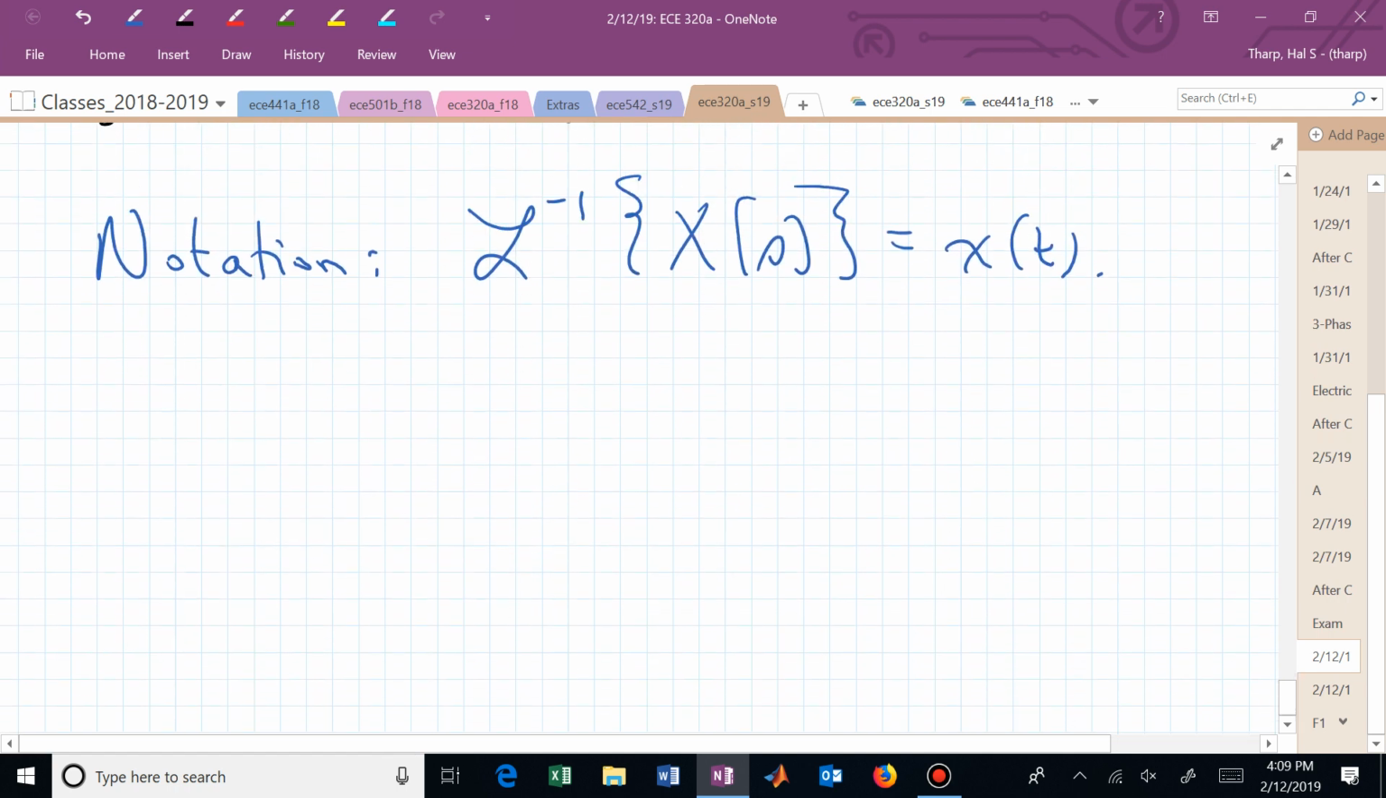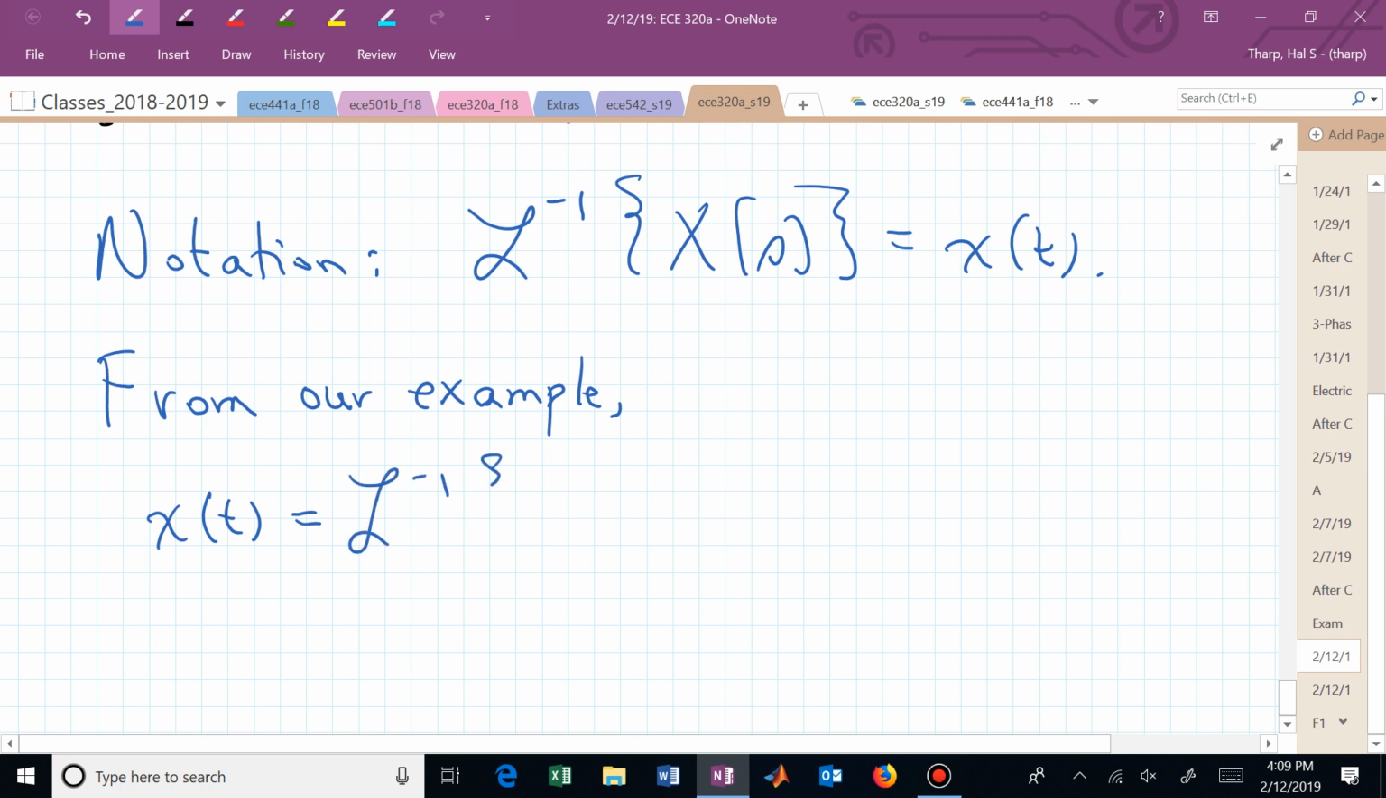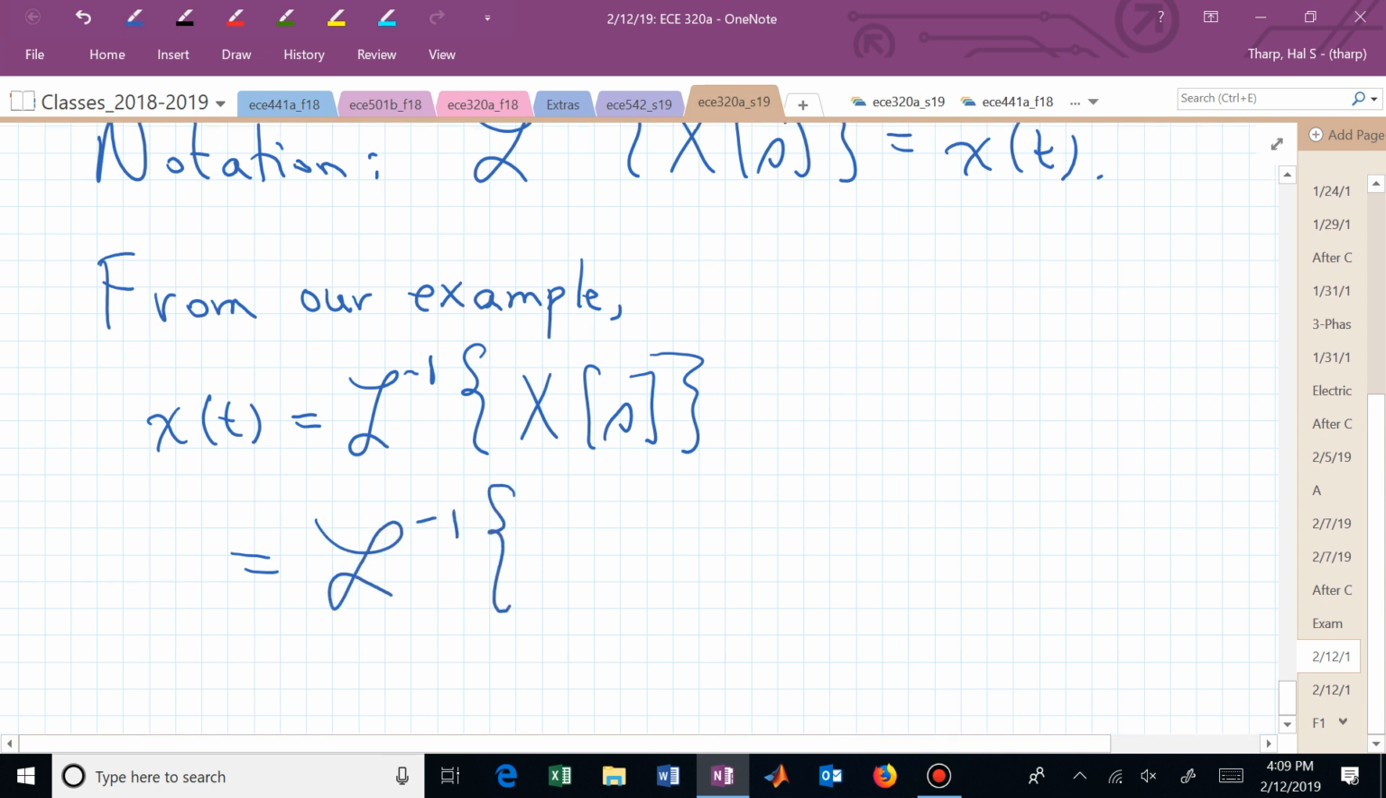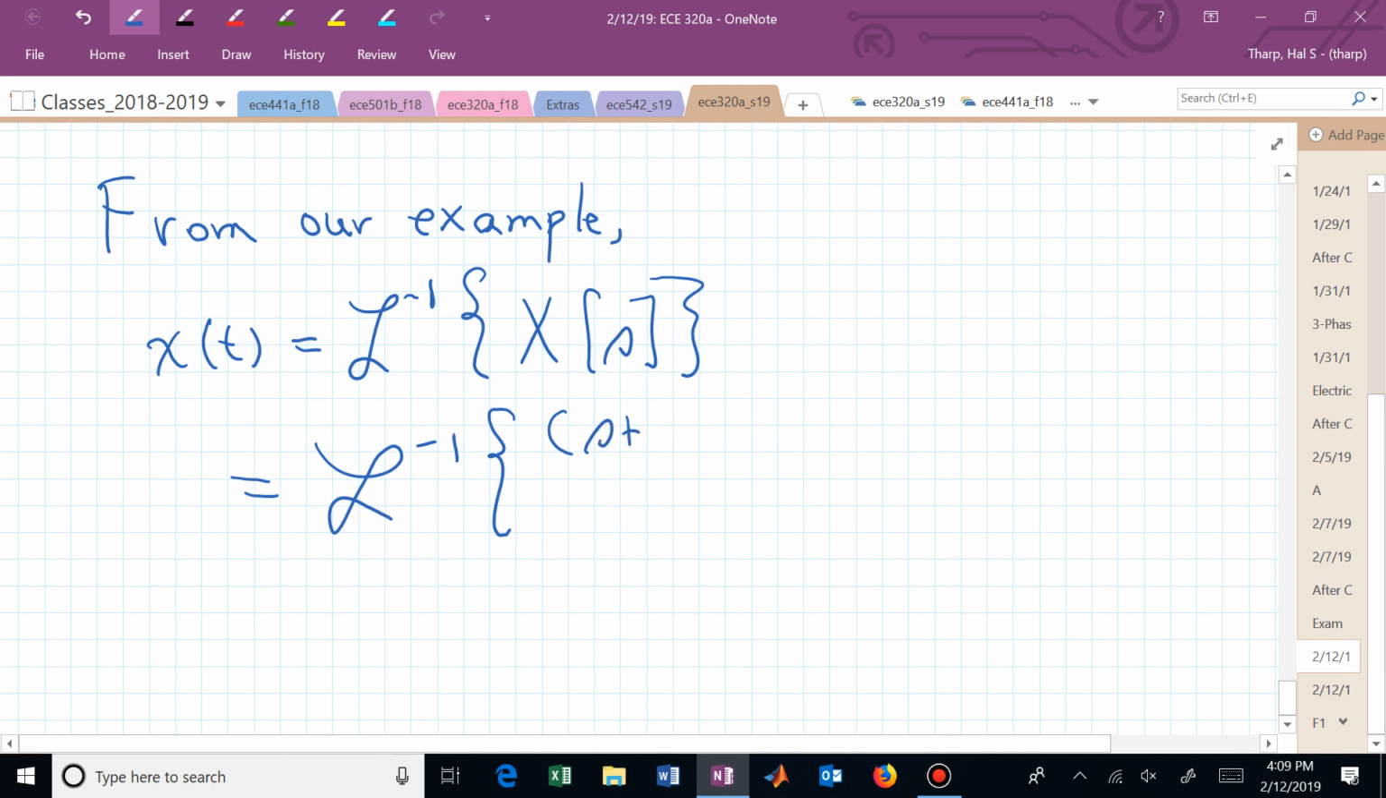There's the notation, and from our example, x of t, which is the inverse Laplace transform of capital X of s, has two pieces, or two parts. One part is the inverse Laplace transform due to the initial conditions.